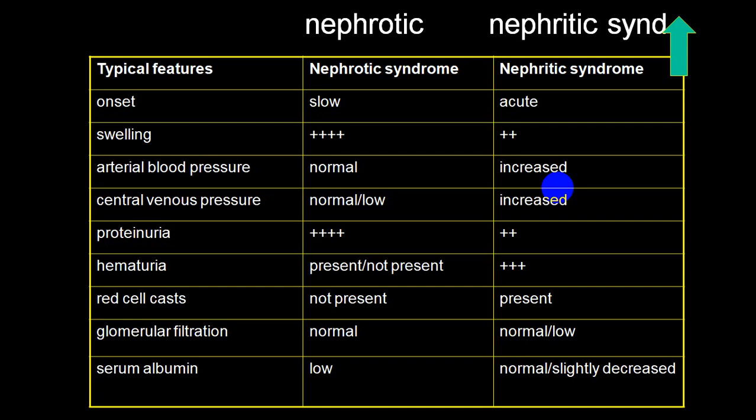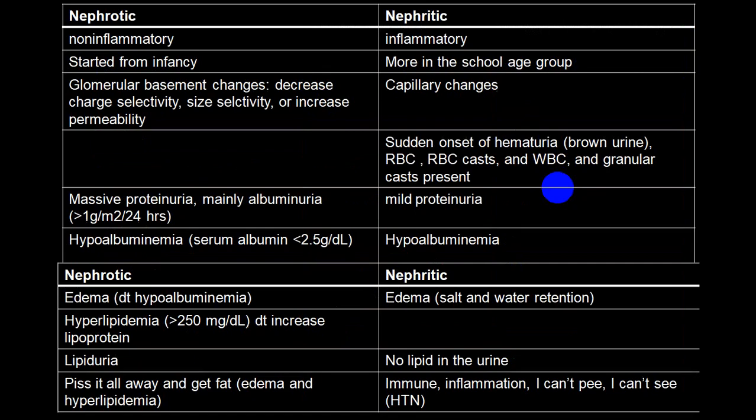Central venous pressure is increased in the nephritic variety, and it is almost normal in the nephrotic group. Proteinuria is massive in the nephrotic, 1 plus or 2 plus in the nephritic variety. Hematuria is more prominent in the nephritic, less in nephrotic syndrome. Red blood cell casts are more present in the nephritic variety and less in nephrotic syndrome. GFR is markedly decreased in the nephritic variety and may be normal in nephrotic syndrome. Serum albumin is markedly low in nephrotic while it is slightly diminished in the nephritic group.